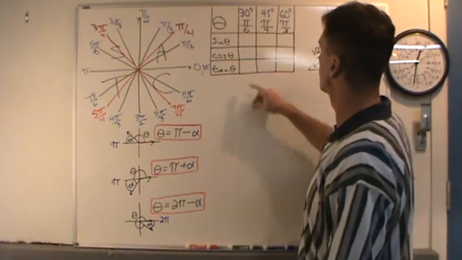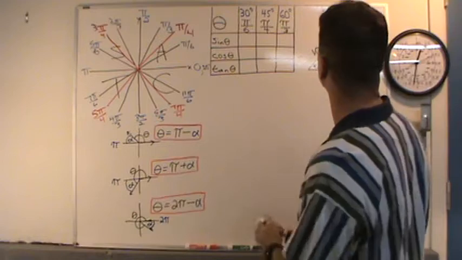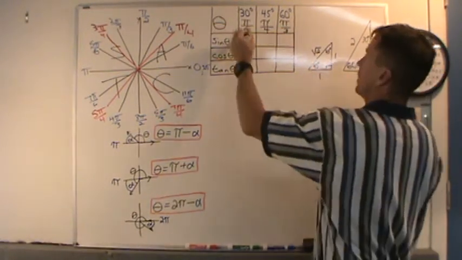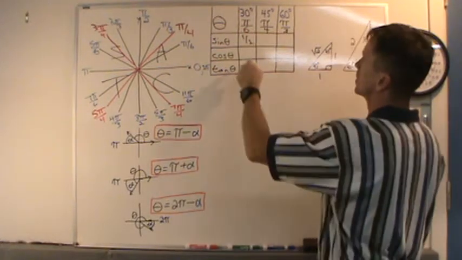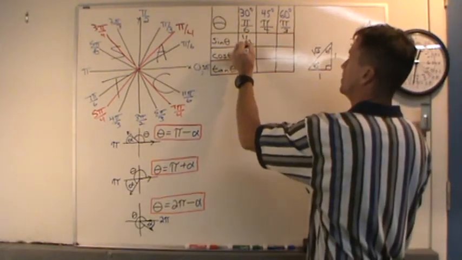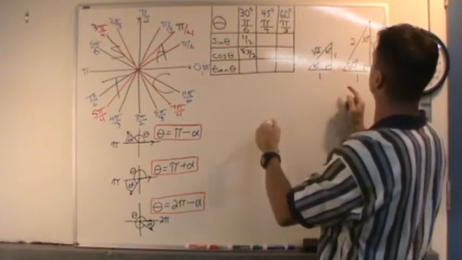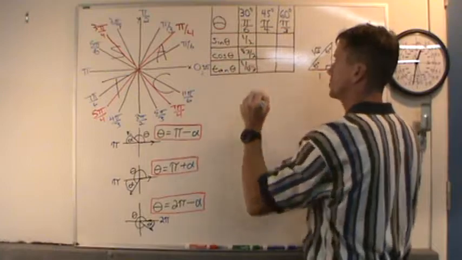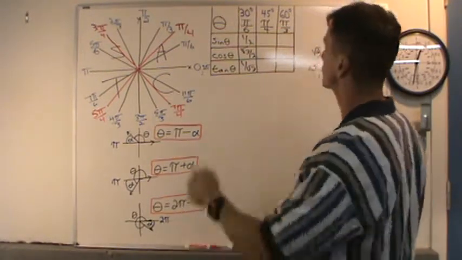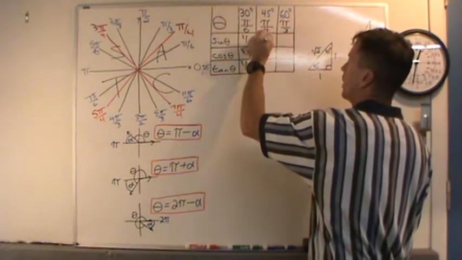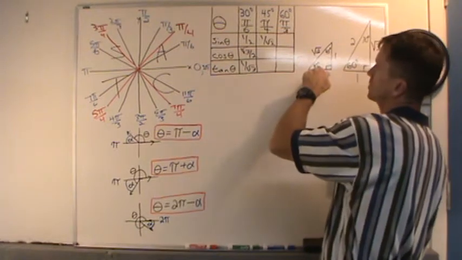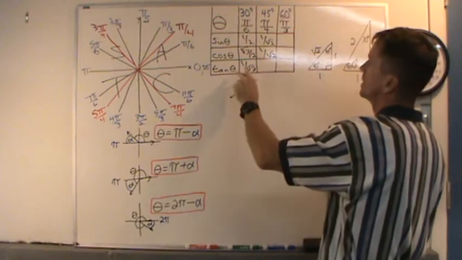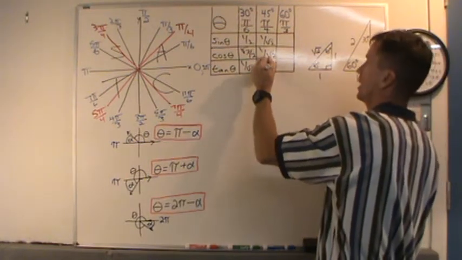Alright, let's do SOHCAHTOA here. Sine of 30 degrees, opposite over hypotenuse, 1/2. Cosine of 30 degrees, square root of 3 over 2, because it's adjacent over hypotenuse. Tangent of 30 degrees, 1 over the square root of 3. We could also rationalize that as square root of 3 over 3. Sine of 45, 1 over the square root of 2. Cosine of 45, 1 over the square root of 2. I'm just doing SOHCAHTOA. Tangent of 45, 1 over 1, that's just 1.